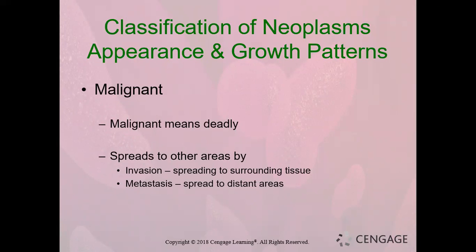A malignant tumor just means deadly. A malignant tumor generally is going to kill someone if left untreated, and it can spread to other areas by invasion, spreading to the surrounding tissues, or by metastasis, which means it can spread to distant areas. Like you can have it in the pancreas or the colon, and also in the brain. Like it can be two totally separate areas.